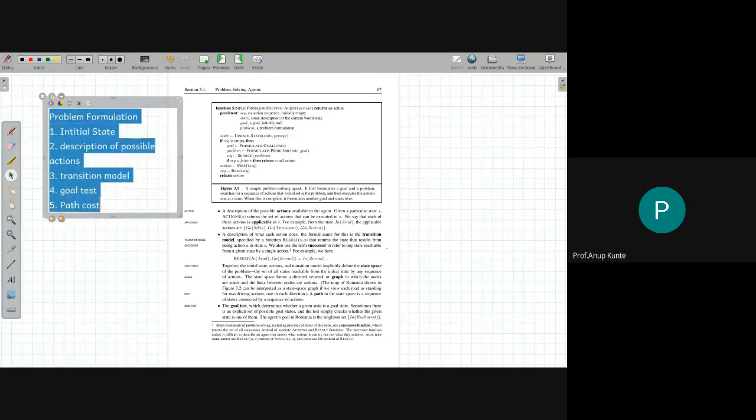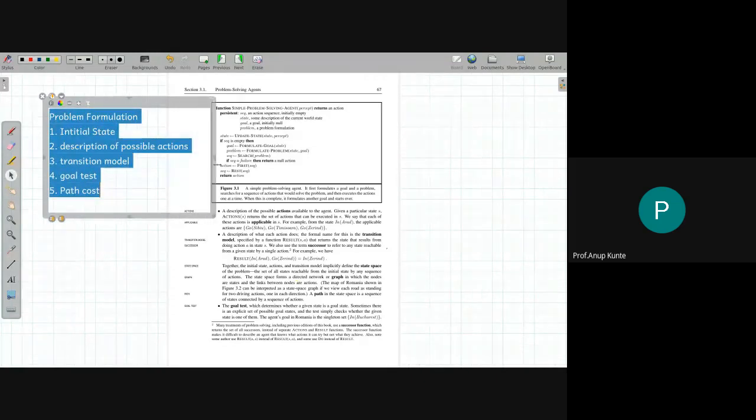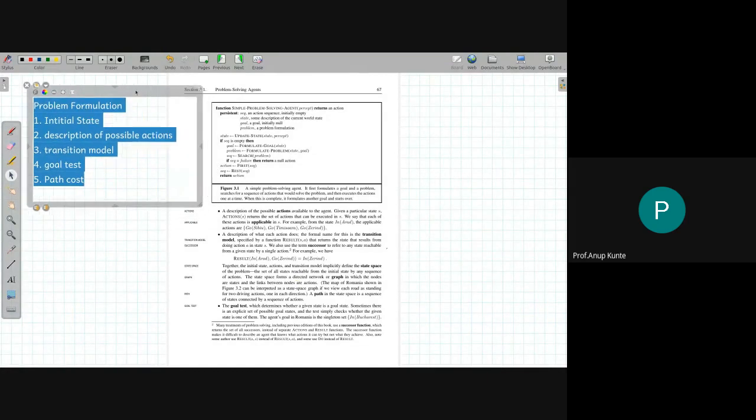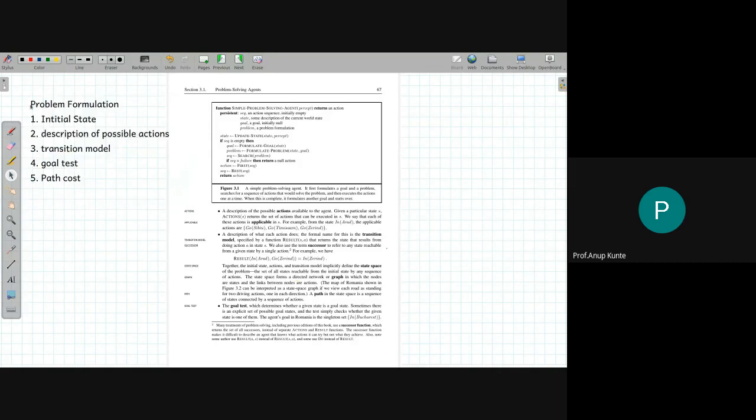A formal problem which can later be solved using state space search based methods can be represented using these five things. You require to define the initial state. You'd require to give the description of possible actions given a state. Then you should be able to define the transition model, goal test, and path cost. So these are the five things which you require, one after the other, in order to define a formal problem.